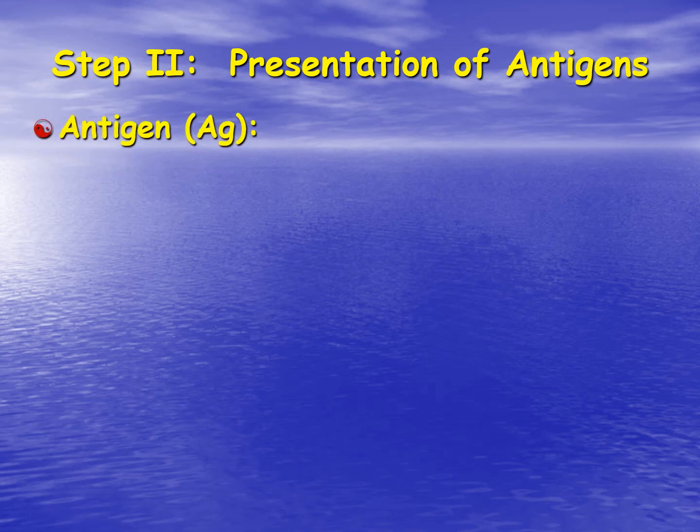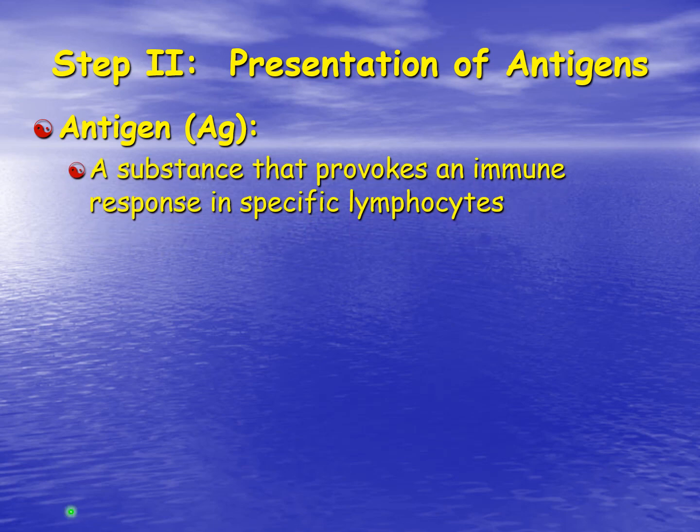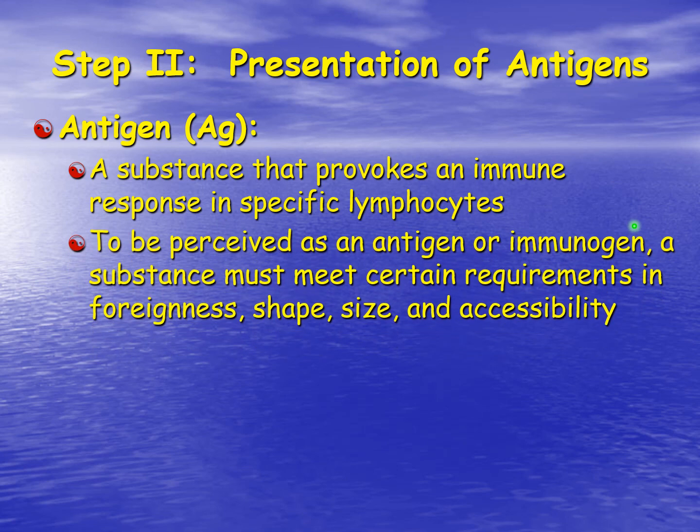So, how are these antigens presented to the T helper cell? Well, first of all, let's define the antigen again. It is any substance, again, usually a protein, but maybe something else that provokes an immune response in specific lymphocytes. To be perceived as an antigen or immunogen, a substance must meet certain requirements, such as foreignness, shape, and size, and that's an important thing. They must be of the correct molecular size and have accessibility to the antigen-presenting cells.